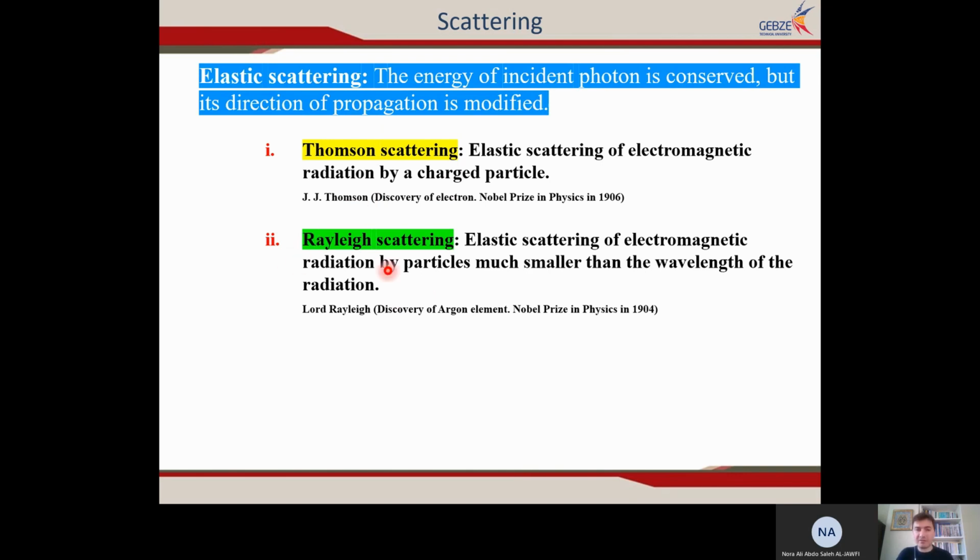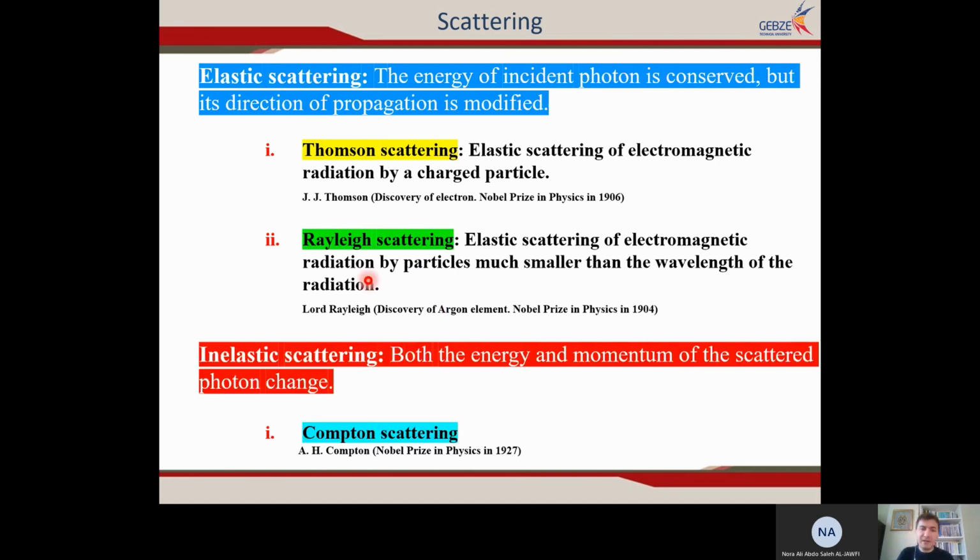And what about Rayleigh scattering? Rayleigh scattering is also elastic scattering of electromagnetic radiation by particles much smaller than the wavelength of the radiation. So let's consider that you have an X-ray as electromagnetic radiation with a certain wavelength, and these X-rays interact with the electrons in the atom, which are much smaller in size compared to the wavelength of the X-ray. So this is Rayleigh scattering, and Lord Rayleigh, who discovered it, was also awarded the Nobel Prize in 1904 for his discovery of the element argon.